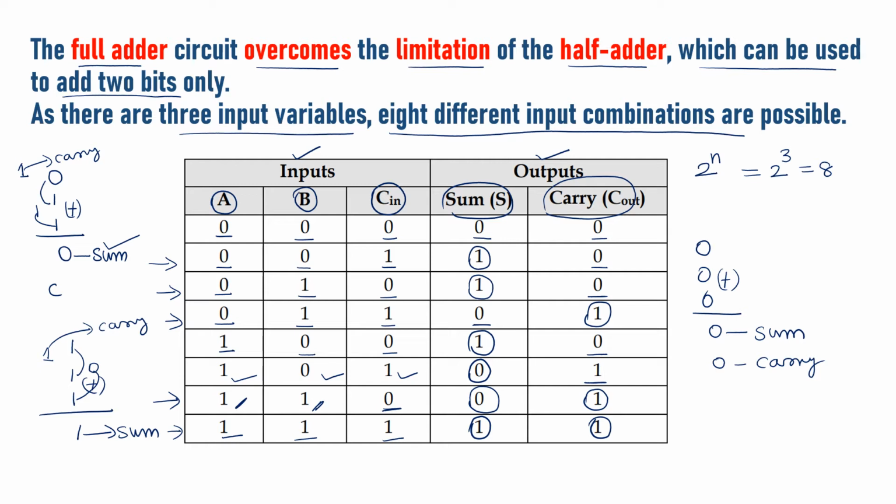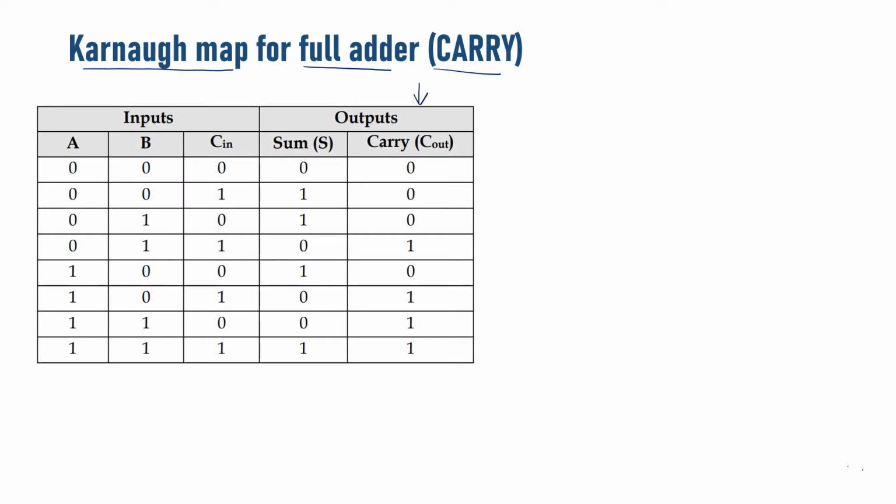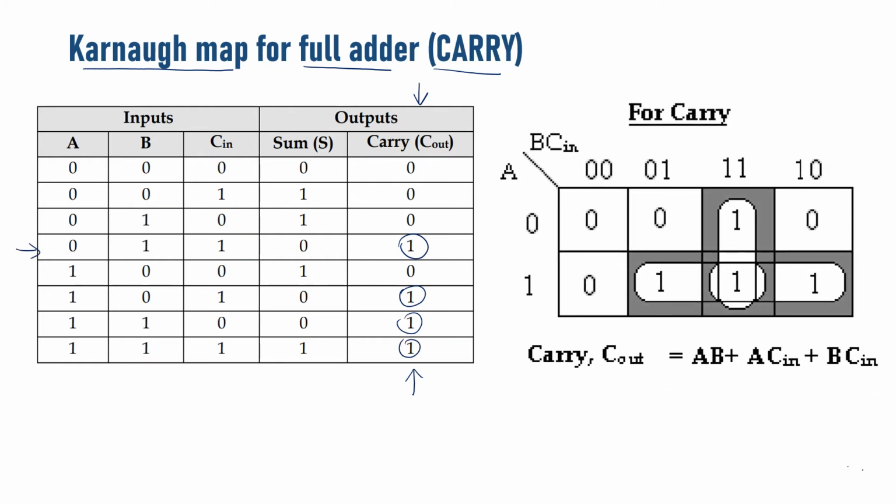Following this, now let us discuss the K map for the full adder carry. Already we discussed the truth table. This table shows the carry output. We are getting the one from all these places. Now we are going to map for these places alone. Here and this one and this one and this one, in these places we are going to map.